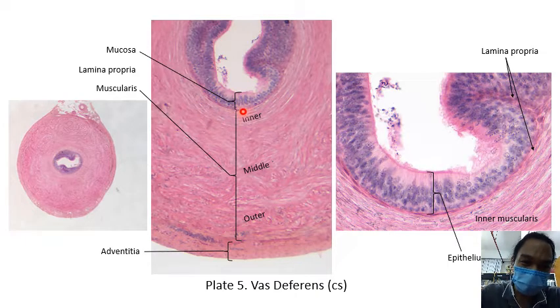So you have a very thin lamina propria, actually not pointed out here, but it's very thin. And then you have the epithelium, and then you have a very thick muscularis composed of 3 layers: an inner longitudinal layer, a middle circular layer, and an outer longitudinal layer, and then an adventitia.